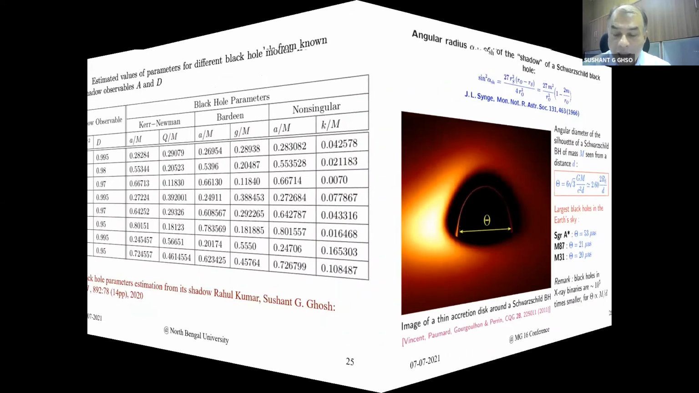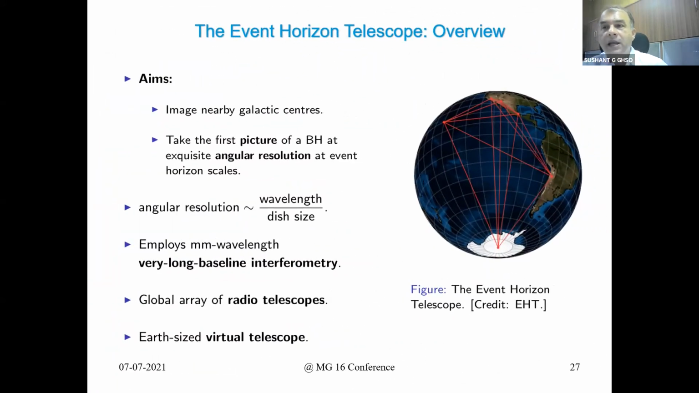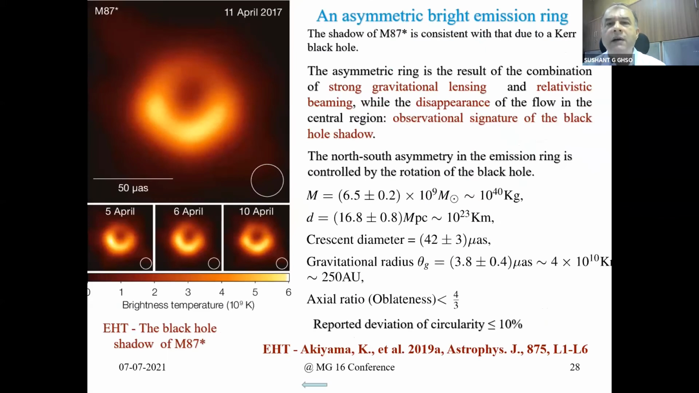Right now, we know that the Event Horizon Telescope released the picture of M87 in 2019. The observation was done in 2017. After two years of intense data analysis, they published the result in the form of six papers. Basically, it is an Earth-size global array of radio telescopes. Sagittarius A* was also observed, but no data was released.